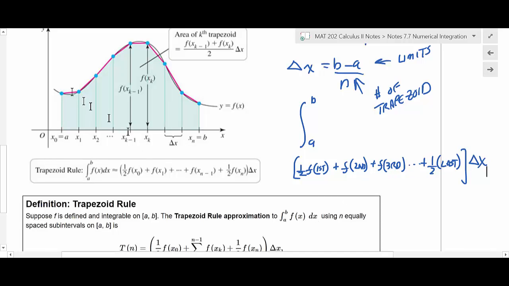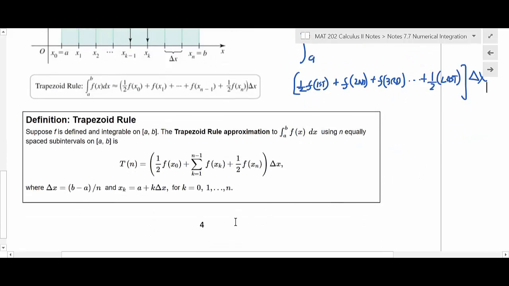Otherwise, you would have to individually figure out what the area of each trapezoid is and add it up. So that formula simplifies it. And again, I'll show you how that formula is derived in just a minute. Okay, so this is the Trapezoid Rule approximation, and the key thing you want to pay attention to when I say T of n, that just means how many trapezoids you have. So if I said T of 5, that would mean we have 5 trapezoids.